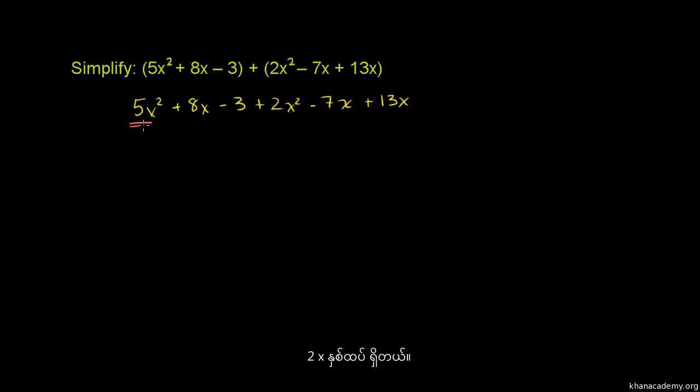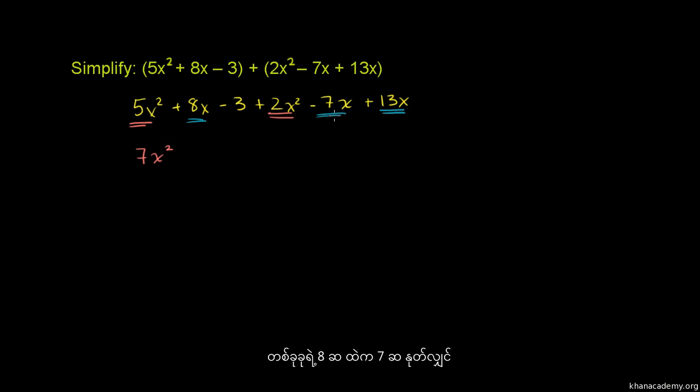So you have a 5x squared term here, and you have a 2x squared term right there. So 5 of something plus 2 of that same something is going to be 7 of that something. So that's going to be 7x squared. And then let's look at the x terms here. So we have an 8x right there. We have a minus 7x. And then we have a plus 13x.